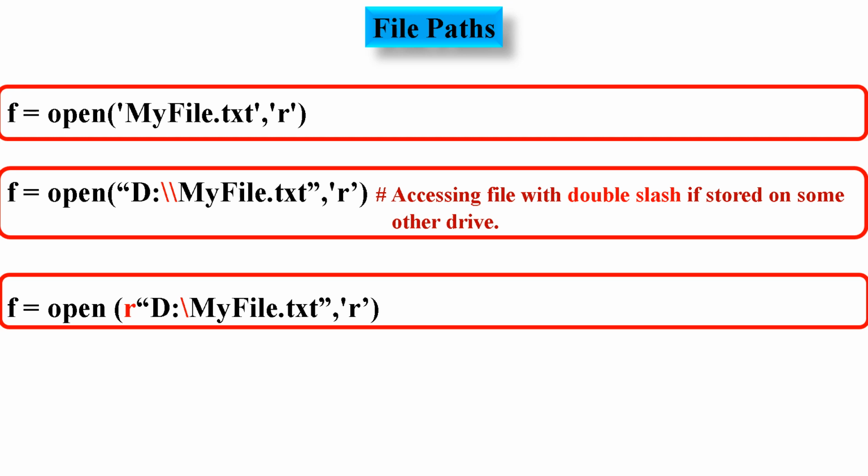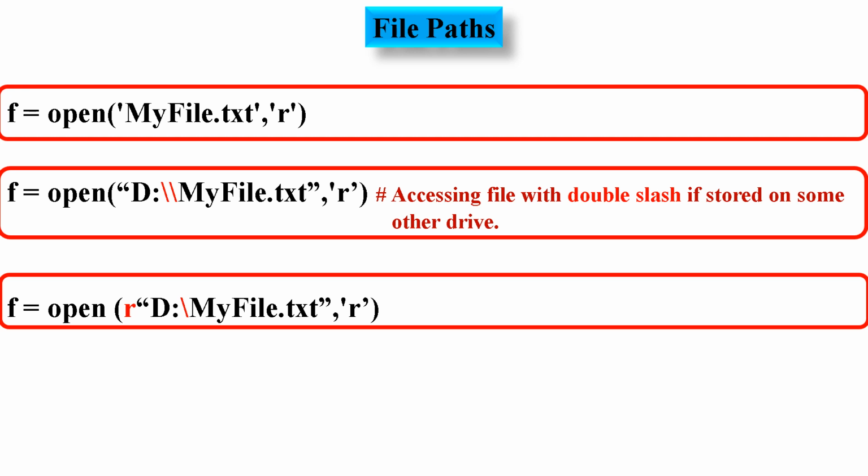Now, let's look at the third line of code. Here f is a variable that will hold the file object after the file is opened. You can choose any valid variable name you prefer. The open function is a built-in Python function used to open files. It takes two main arguments, the file path and the mode.